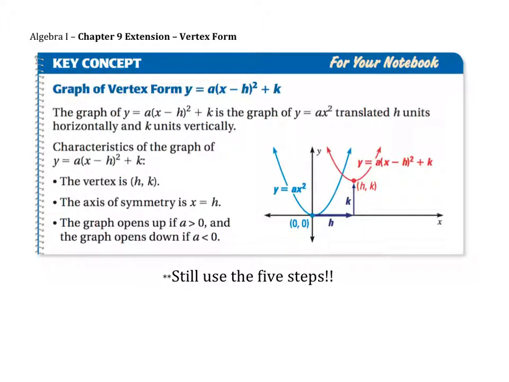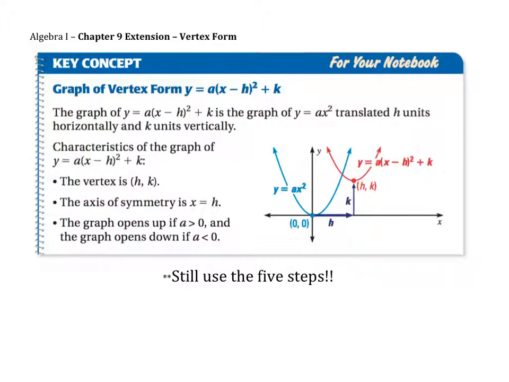Here we will move on to an extension from Chapter 9 called vertex form. This is vertex form. It is where y equals a times x minus h squared plus k. And what we really are interested in is this part right here. It says the characteristics of a graph of y equals a times x minus h squared plus k has a vertex at (h, k). So your x value of the vertex is this value, and it's always going to be the opposite.